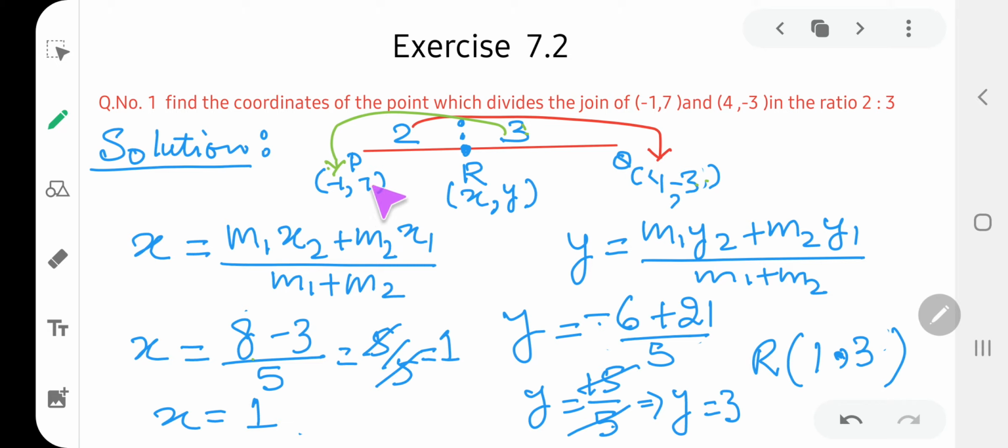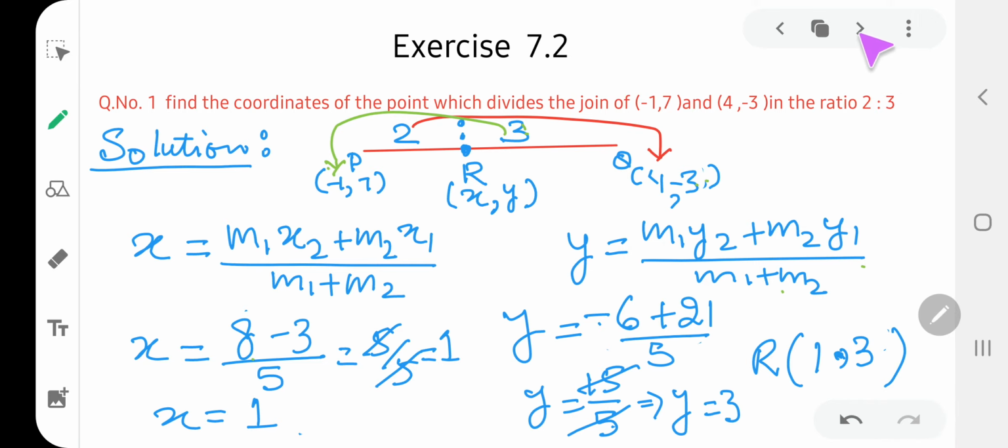So this is 3 7s are 21, and in between we have to put a sign of plus, since we are finding the value of x and y. Whenever you are finding the value of x and y, put plus sign in between. And then this is divided by m1 plus m2. m1 plus m2 is 5. 21 minus 6 is 15, divided by 5 is equal to 3. Therefore the coordinates are: abscissa is 1 and ordinate is 3. This is how we apply section formula to find out the missing point.